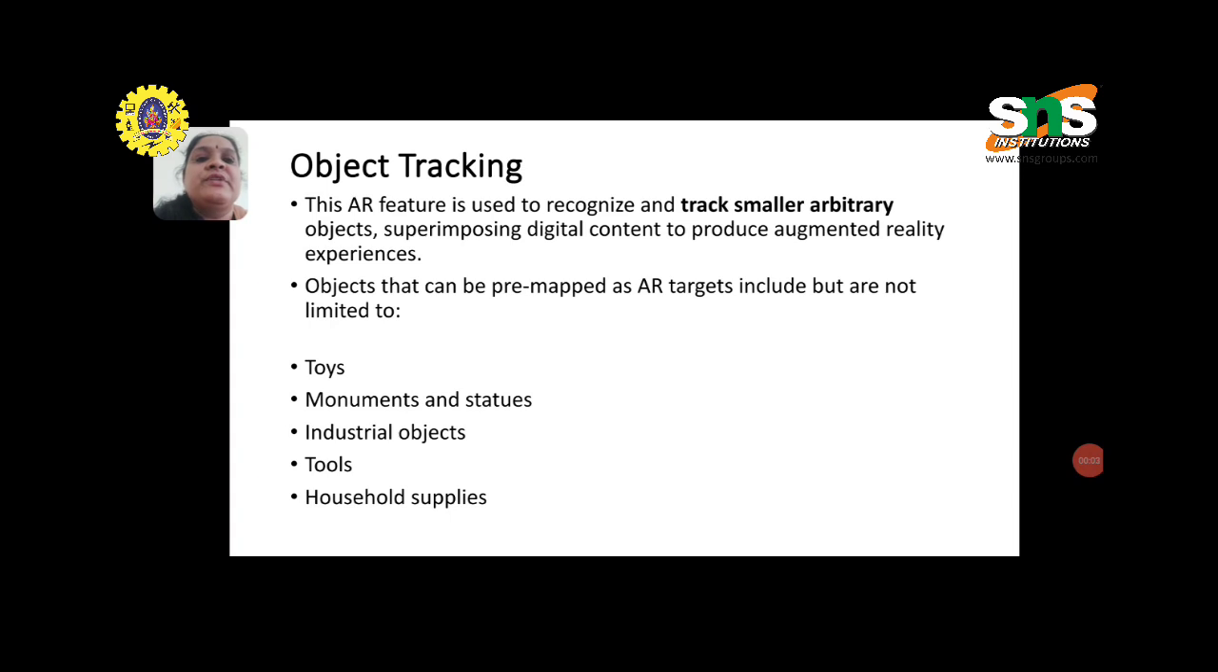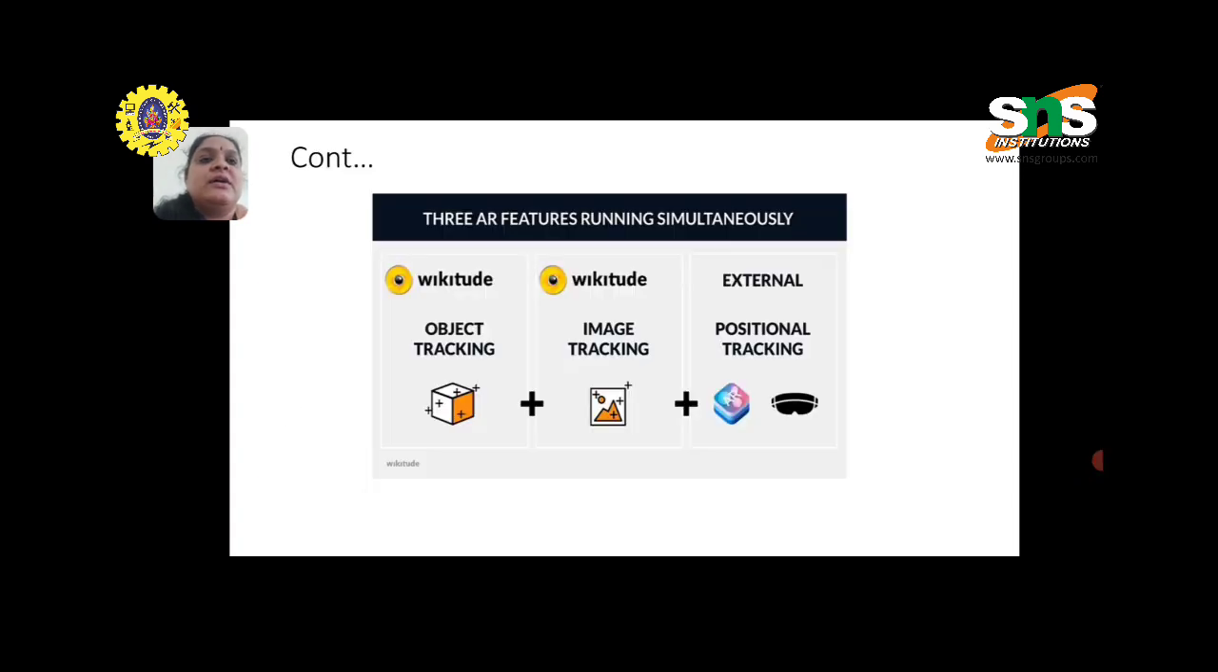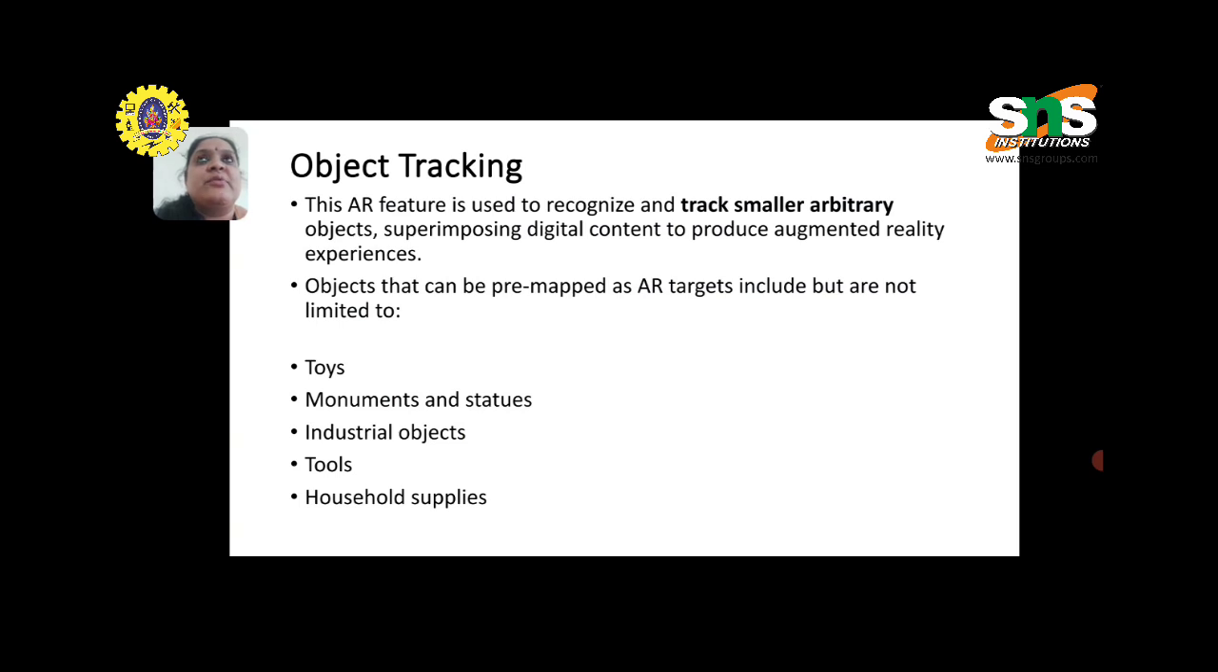Let me continue with the types of tracking in augmented reality. The first one is object tracking, the second one is image tracking, and the third one is positional tracking. So let me explain about object tracking.